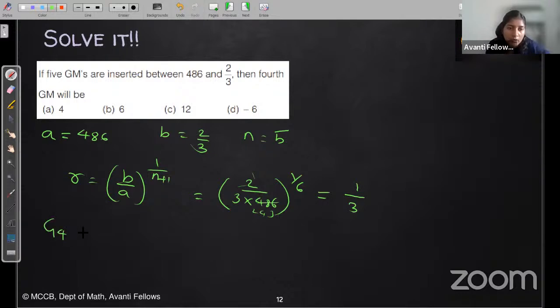So what will be G4? G4 will be A into R raised to 4, right? So it's going to be 486 into (1 by 3) whole raised to 4, okay? So just compute this. Now it is much simpler, right? You'll get the value of G4. Tell me the answer. Let me know.